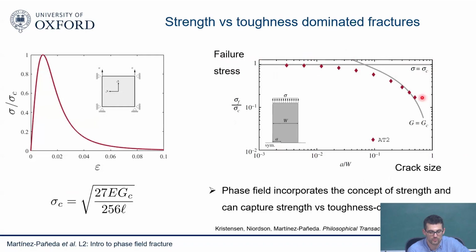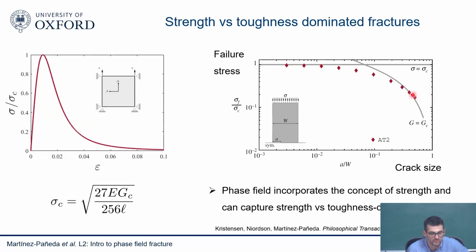And then this is what happens with Griffith. Griffith cannot predict what happens for strength-dominated failures because Griffith only has toughness. If you assume that you have a crack that is tiny, Griffith will tell you, oh, you need a super high load to get failure because otherwise you don't get enough energy. But we know that in reality, materials go from here to there smoothly. We get toughness-dominated failures and strength-dominated failures.